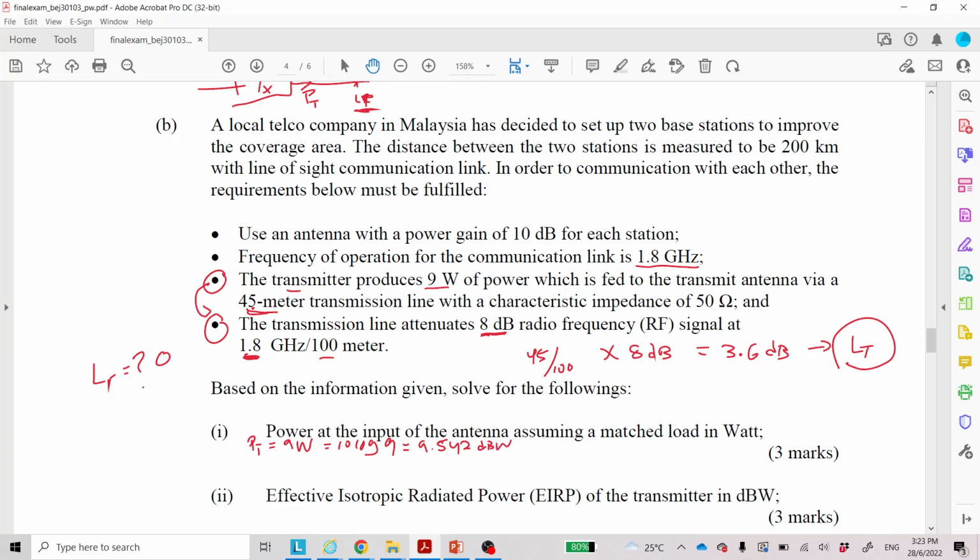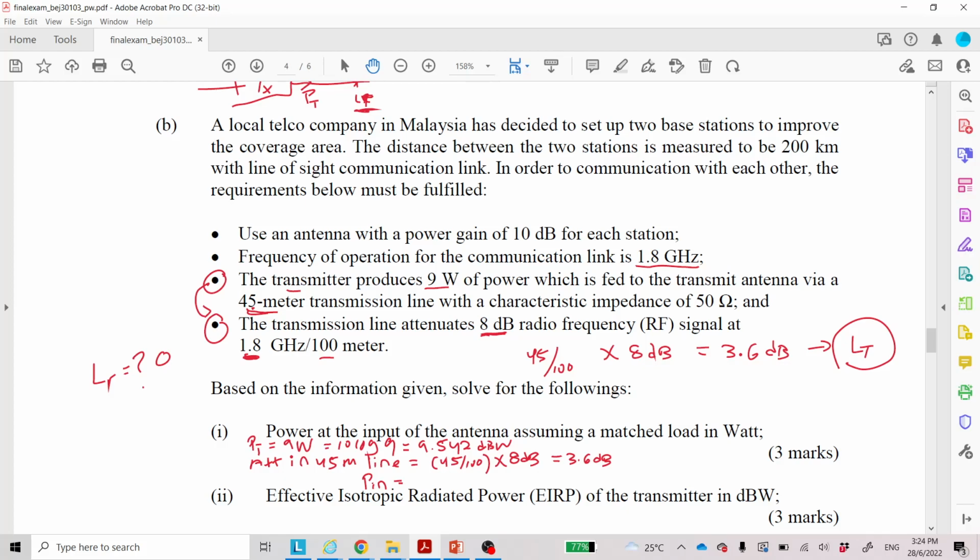Okay, so let's calculate together. Attenuation in the 45 meter line is equal to, since this is only 45 meter, 45 per 100 multiplied with 8 dB. So you're going to get 3.6 dB.